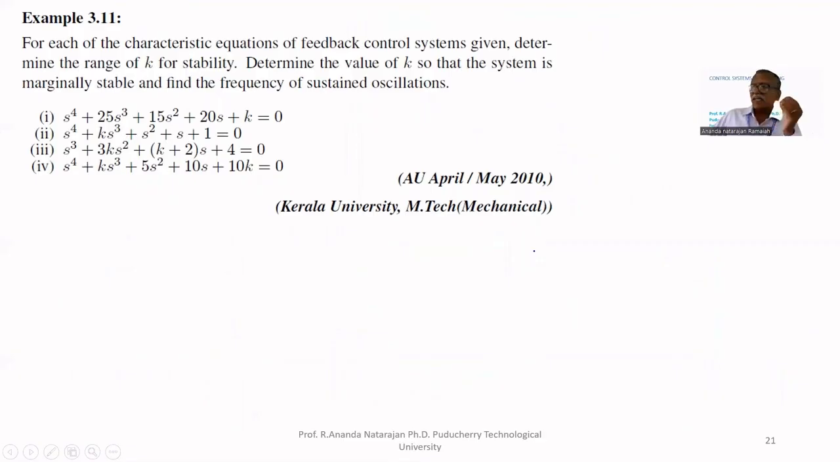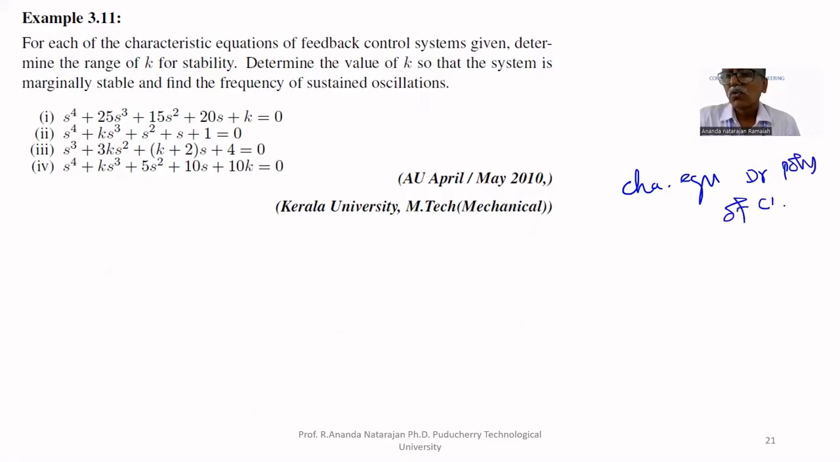For each characteristic equation, what does that mean? It is the denominator polynomial of the closed loop system. Then only we can call it a characteristic equation. Characteristic equation means the denominator polynomial of the closed loop system, generally.